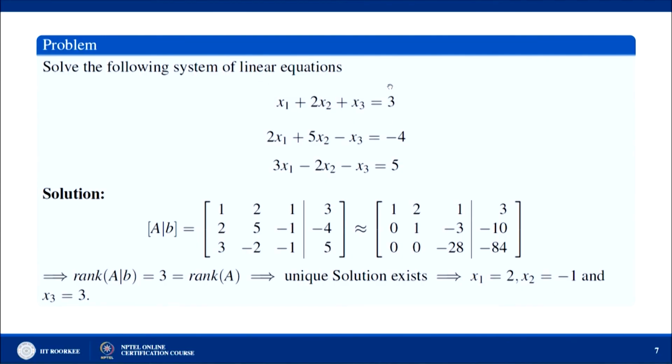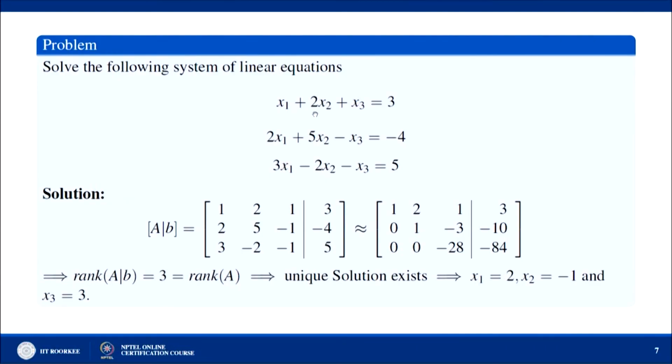Now, we come to the third problem. Here we are having 3 equations with 3 unknowns. Now, to find out whether the system is consistent or inconsistent, or it is having many solutions, no solution or a unique solution, we first find its augmented matrix. This is 1, 2, 1, 3, the first row; 2, 5, minus 1, minus 4, the second row. The third row is 3, minus 2, minus 1, 5.